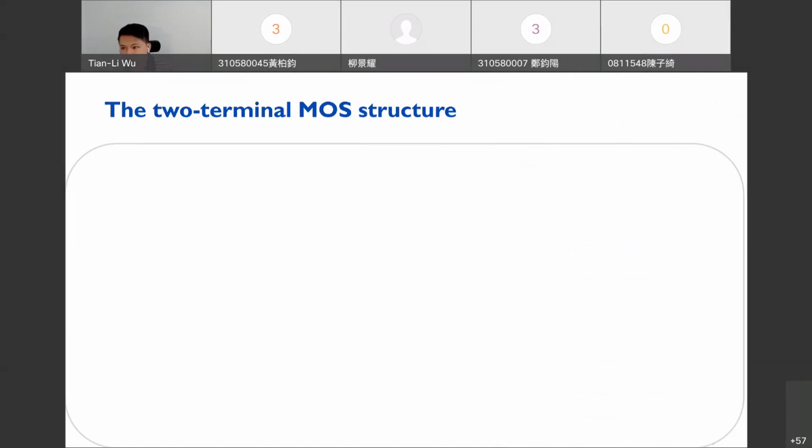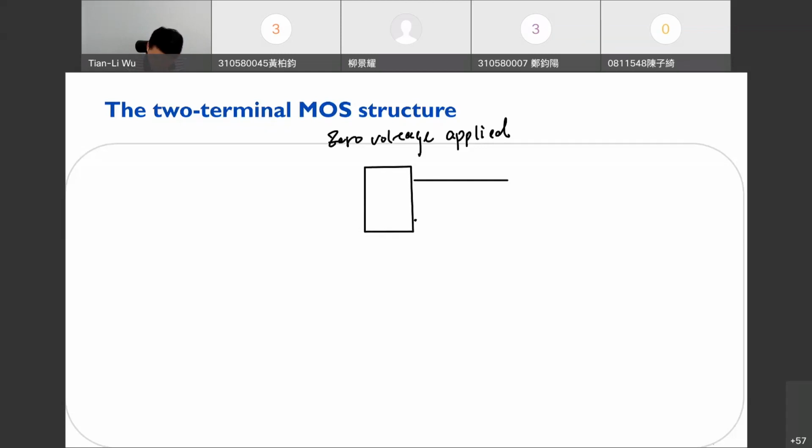So for the previous analysis, we can start to draw the band diagram to further confirm what we have analyzed before. First of all, in the case where we have zero voltage applied here, we have this one. This is our conduction band, this is the valence band, and this is the p-type semiconductor here, and then we apply VG. So that's zero voltage applied.